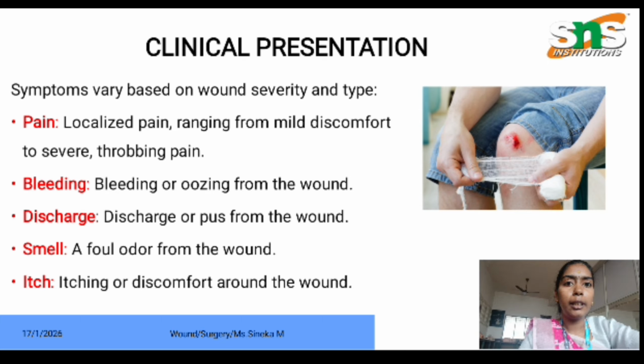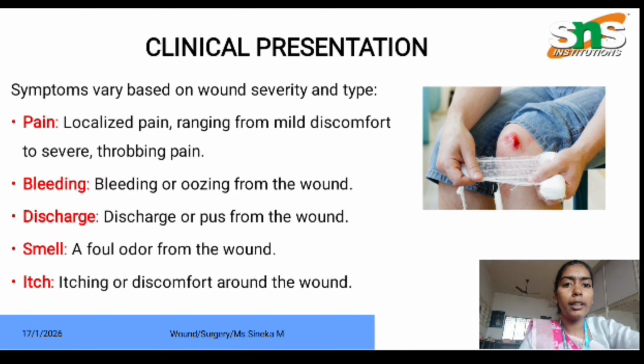Next common clinical presentation is bleeding. Bleeding or oozing from the wound is called hemorrhage. It depends upon the severity of the wound. Next is discharge. Discharge of pus from the wound may occur if it gets infected. We should take proper care for the wound. Next is smell. A foul odor from the wound may occur if you are not treating properly.